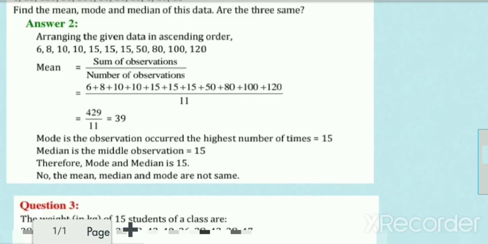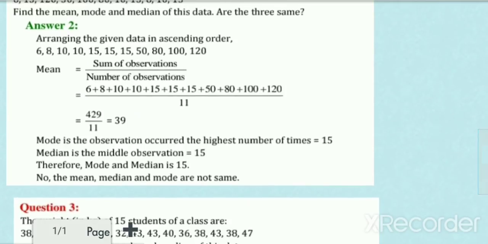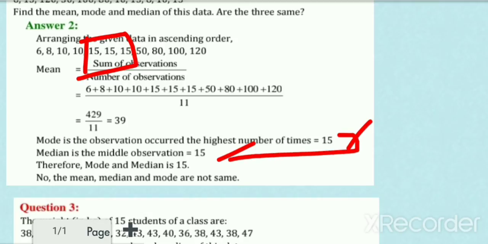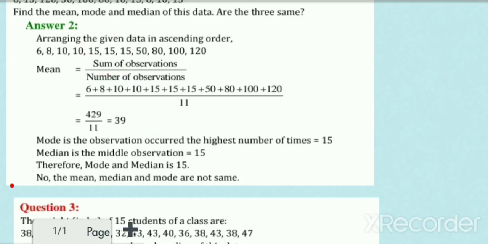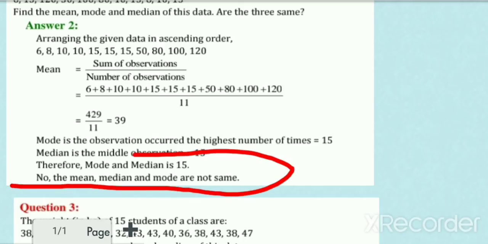And find the mode. Mode means those numbers which come more times. We observe that 15 comes more times, so the mode is 15. And as for the median, the median is also 15. Therefore the median and mode are the same, but the mean is not the same. So we can say easily that no, the mean, median and mode are not the same.